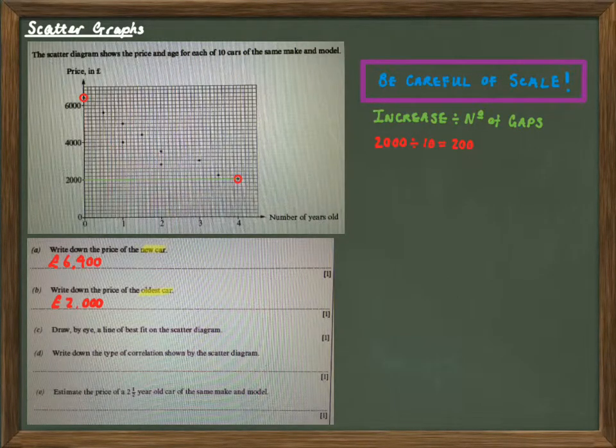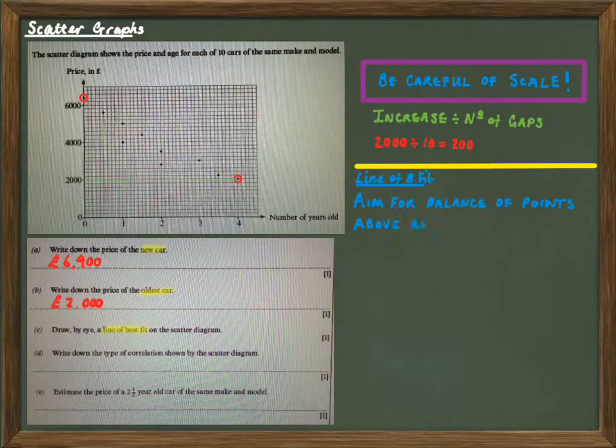Right, draw by eye a line of best fit on the scatter diagram. This always comes up. A line of best fit is basically a line which represents all of the points in the scatter diagram. So basically, it's an average, right? I want to be as fair as I can be towards the 10 cars. So my little note here, line of best fit, is what you're aiming to do when you draw your line, and we'll do that in a sec. Aim for balance of points above and below. So if I've got 10, it doesn't have to be 5 above and below, but what I don't want is 9 above and 1 below, or 1 below and 9 above. So basically I'm looking for sort of a 5 and 5 balance, or 6 and 4, either way.